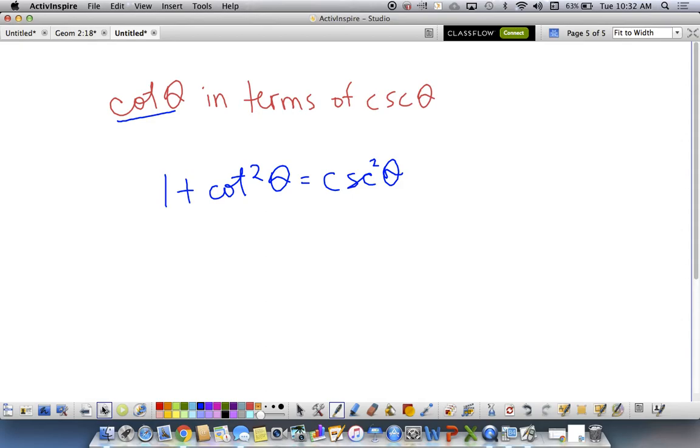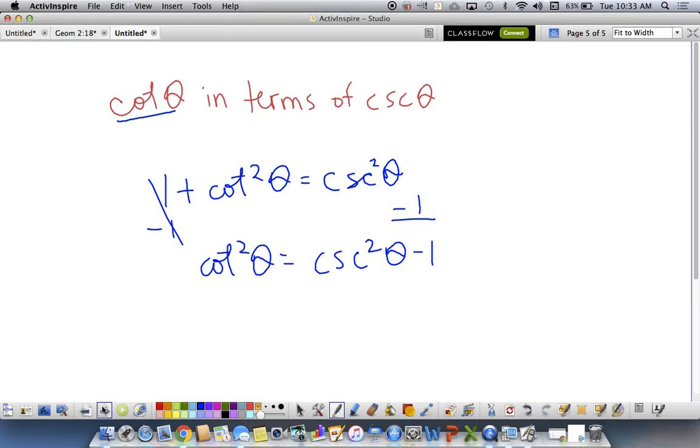Subtract cotangent squared theta. So to get cotangent by itself, you're going to move it to the other side. No, just subtract 1. Sorry, my tiredness brings out this stupidity. Cotangent squared theta equals cosecant squared theta minus 1.